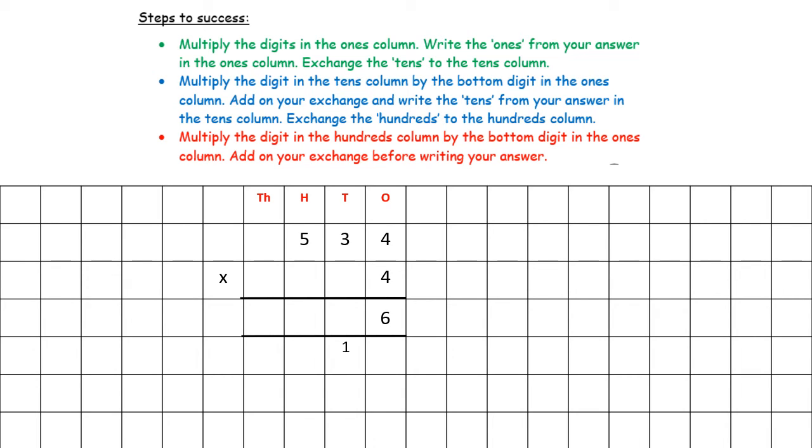Next, we need to multiply the digit in the tens column by the bottom digit in the ones column. So 3 times 4 is 12, and then we need to add on our exchange. So 12 add 1 is 13, okay? But it was actually 3 tens times 4 ones, so it becomes 130, okay? So then we need to multiply the digit in the hundreds column by the bottom digit in the ones column. So we've got 5 or 500s times 4. So that is 5 times 4 is 20. Add our exchange is 21. So your answer is 2,136. Let's do one more example together.